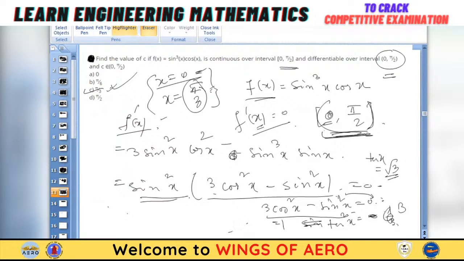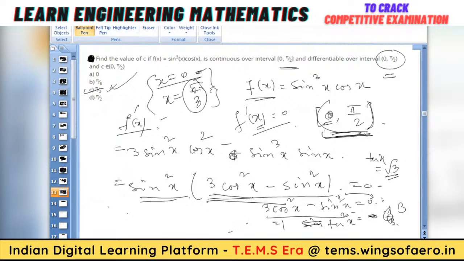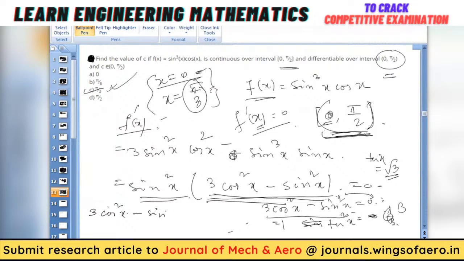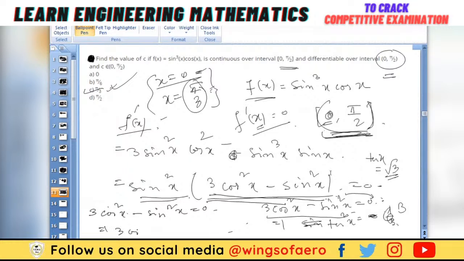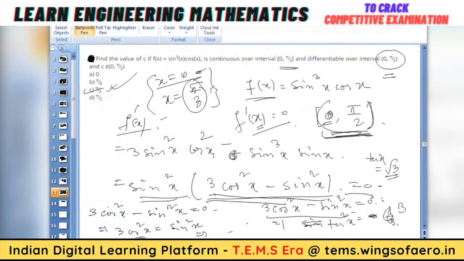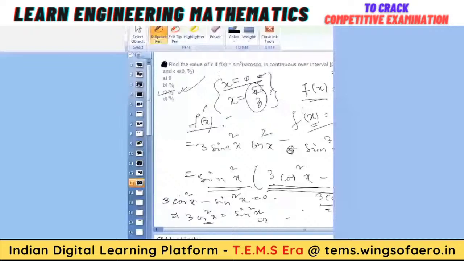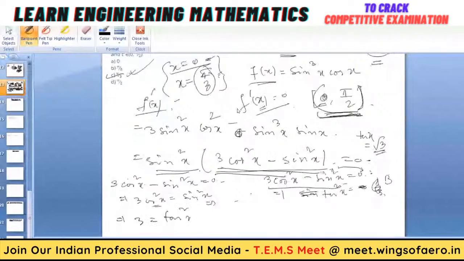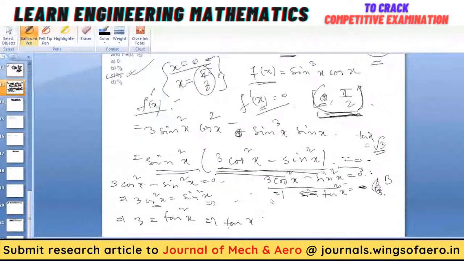Is this calculation right or not? 3 cos square x minus sin square x equal to 0. I think this is right. So it means 3 cos square x is equal to sin square x. Now divide both sides by cos square x. We are getting 3 is equal to tan square x. So tan x is equal to √3.